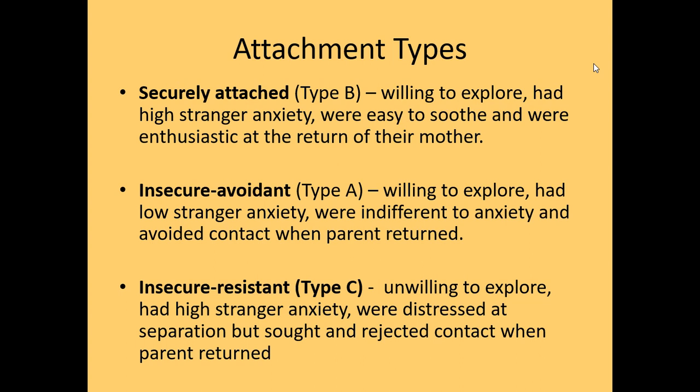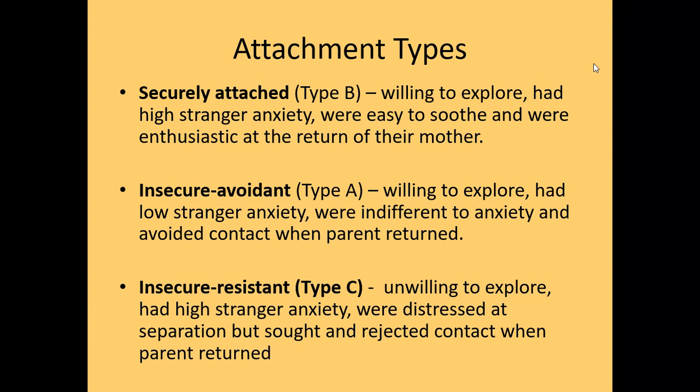So these are children that are willing to explore. They had stranger anxiety, but their mother could calm them down, and they were really pleased to see her again. So these are securely attached children. So these are type B. And then you've got 2 types of insecure attachment. You've got insecure avoidant, which is type A, and insecure resistant, which is type C.